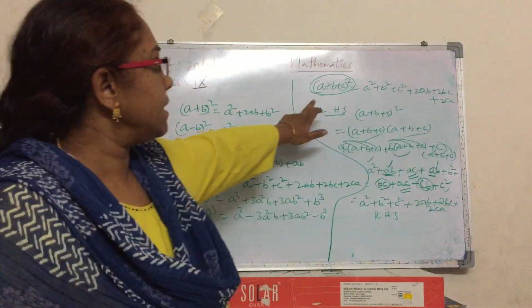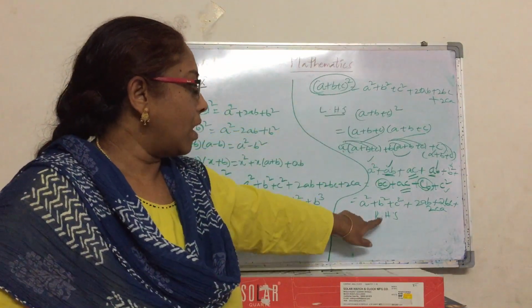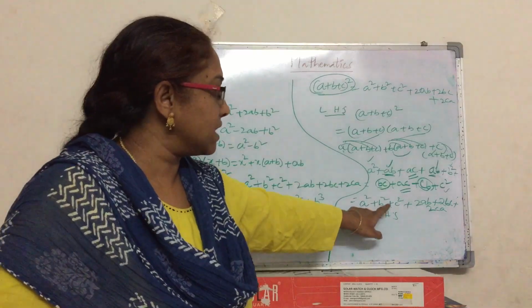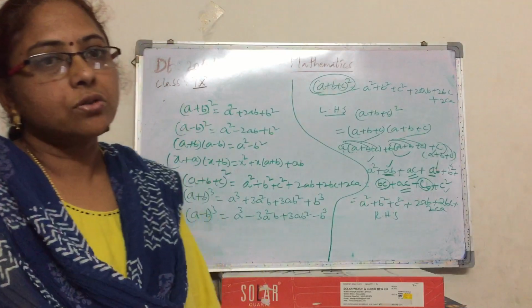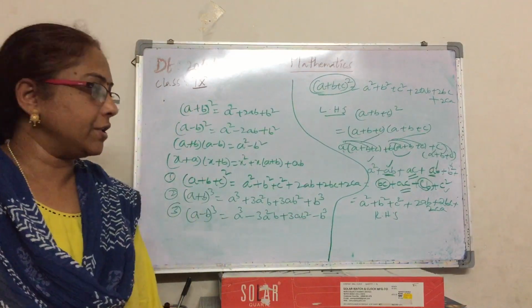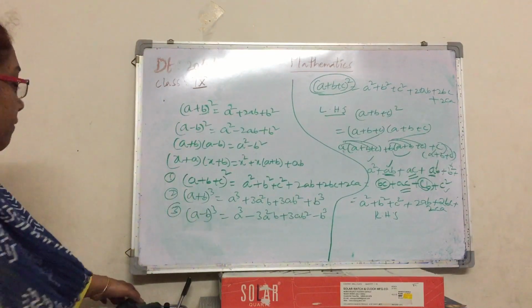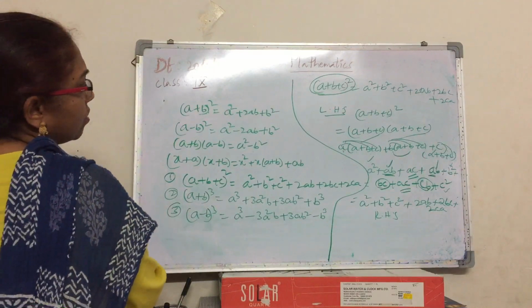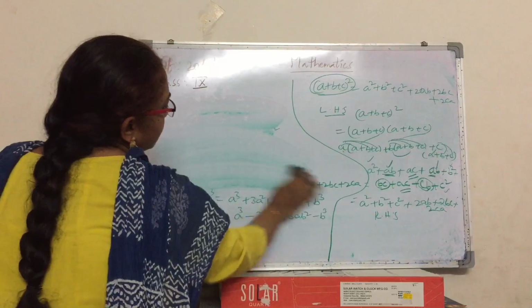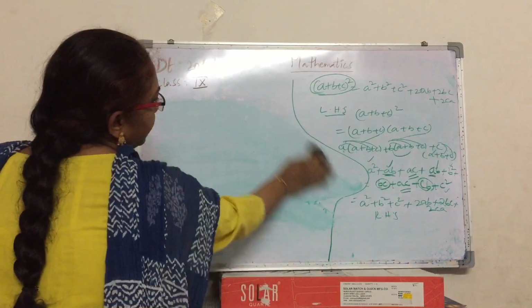So here the RHS is (a plus b plus c) whole square. What we got is a square plus b square plus c square plus 2ab plus 2bc plus 2ca. So this is one algebraic identity. Now for this algebraic identity we will see how we can do problems by using this identity.